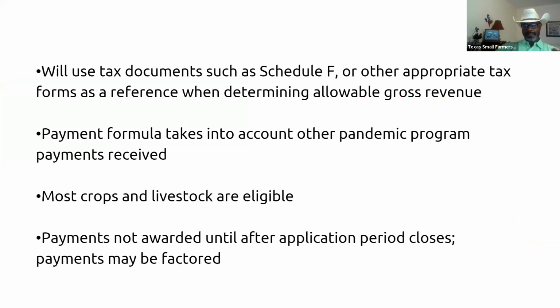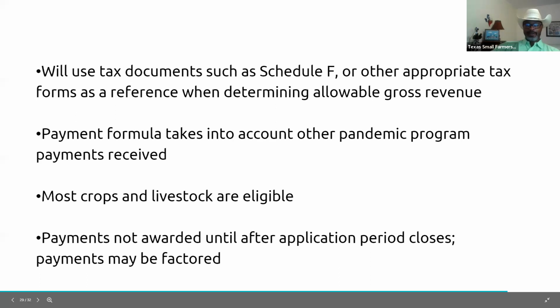Now, here are some of the highlights of the PARP program, the Pandemic Assistance Revenue Program. It will use tax documents such as your Schedule F or other appropriate tax forms as a reference for your allowable gross revenue. The payment formula takes into account other pandemic program payments received as well, so keep that in mind. Most crops and livestock are eligible, again something different than the emergency relief program that we talked about for cattle producers and livestock producers. Payments are not awarded until after the application period closes, and payments may be factored. So those are some of the key highlights there.